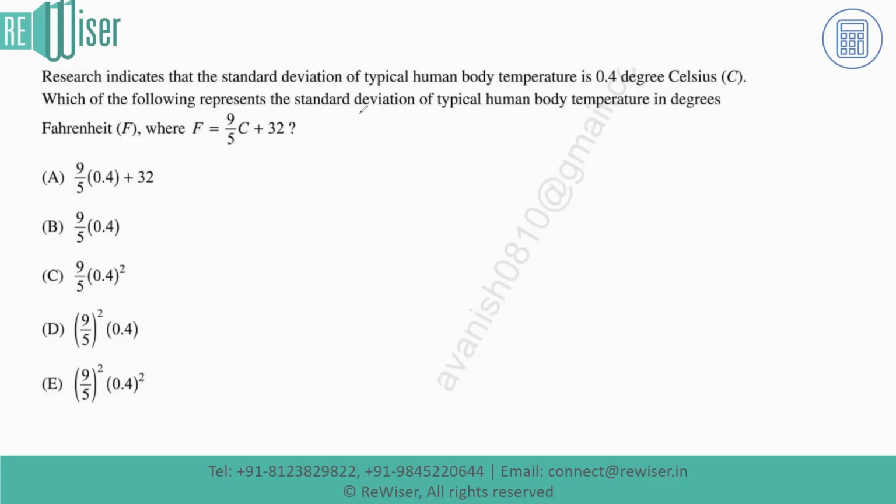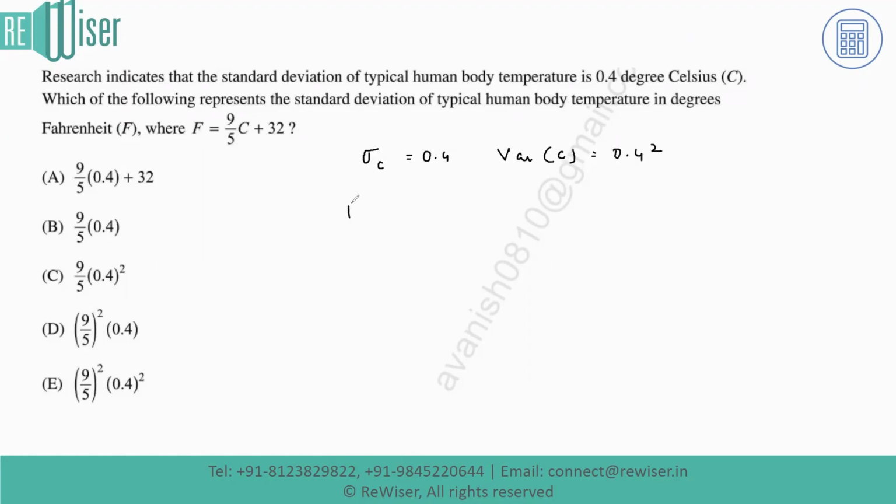The research indicates that the standard deviation of temperature is given as 0.4 degrees Celsius. So which of the following represents the standard deviation of a typical human body temperature in degrees Fahrenheit, F? The information given is that the standard deviation of centigrade is 0.4. So if I'm finding the variance of centigrade, that will be equal to 0.4 squared.